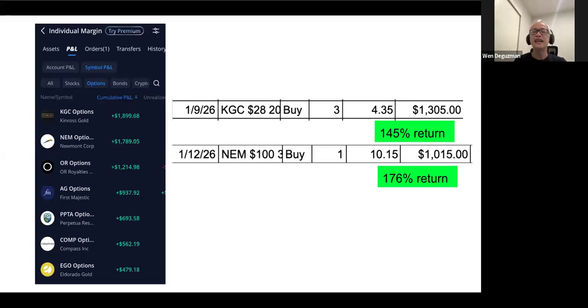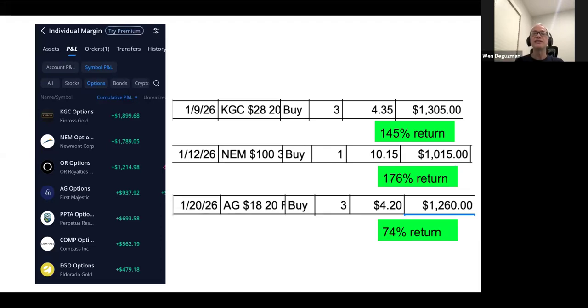And let's use a smaller example, the one that I just bought recently, AG. It cost me $1,260. I already got $937.92 for a 74% return.